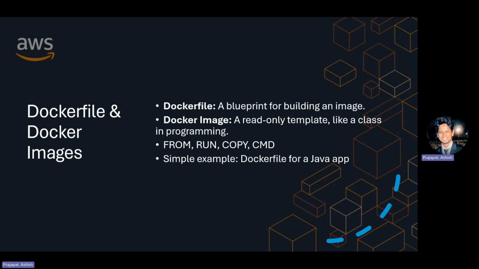The core of Docker is a file called a Dockerfile. This is a simple text file that contains a set of instructions for how to build your application into a container image. It's a blueprint or a recipe. Once you build your Dockerfile, it creates a Docker image. This is a read-only template that contains your application and its dependencies. You can share this image with anyone and they can run it as a container. This is how we get that consistency we talked about earlier.